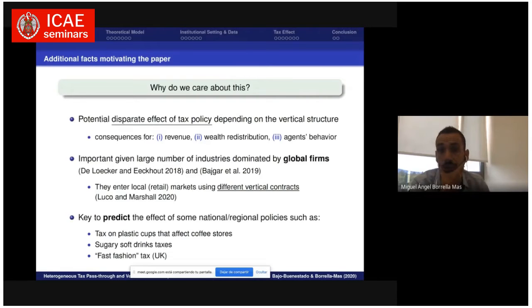So, additional facts. Why do we care about this? First of all, because of the potential disparate effect of any tax policy depending on the vertical structure, with consequences, for example, for revenue, wealth distribution, or agents' behaviors. And this is important given the increasing number of industries dominated by large global firms which enter local retail markets using different vertical structures, ranging from full integration to complete independence. Then, understanding how these different relationships affect the pass-through of taxes is key to predicting the effect of policies implemented either at the national or the regional level, such as taxes on plastic cups that affect coffee stores, the sugary soft drink taxes, or the so-called fast fashion tax recently proposed in the UK, to name a few.